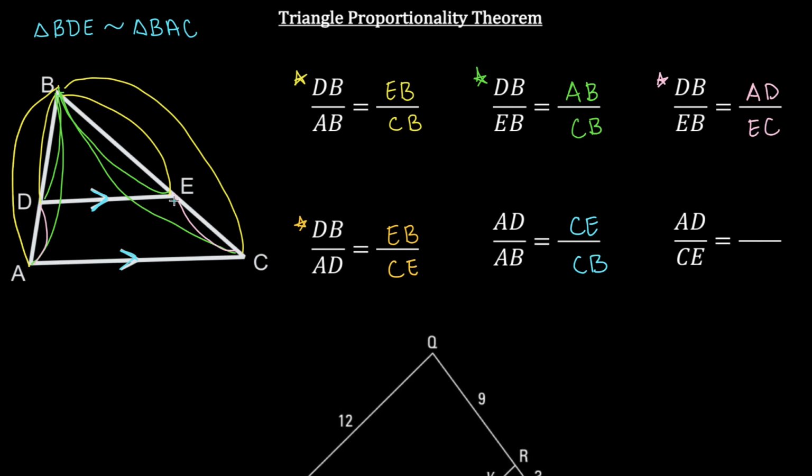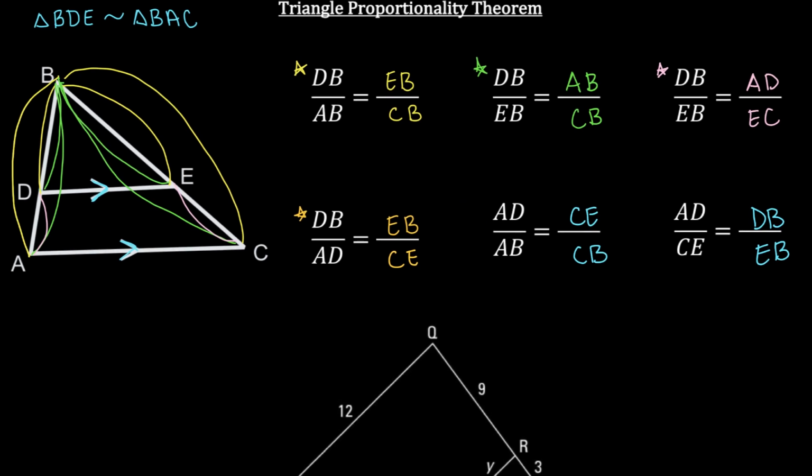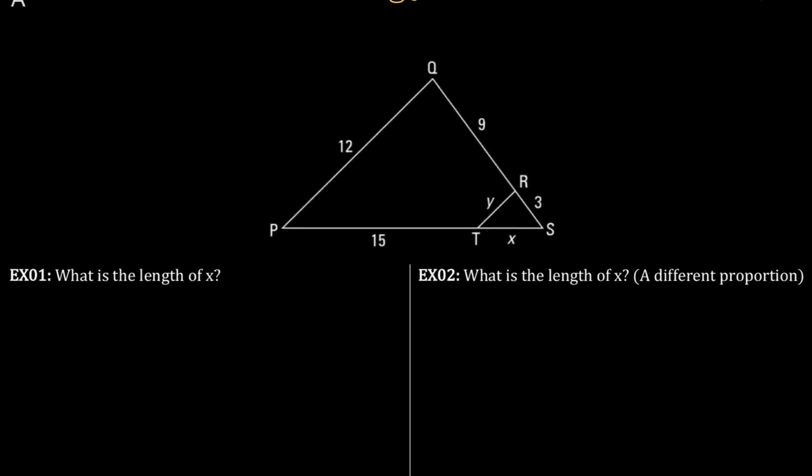Let's see, do I have any more of those? Yep. AD, CE, DB, EB. Now let's change the color one more time. I think I ran out of colors. The point is, there's a lot of relationships in here, right? Chances are, if you think it's a relationship, it probably is.